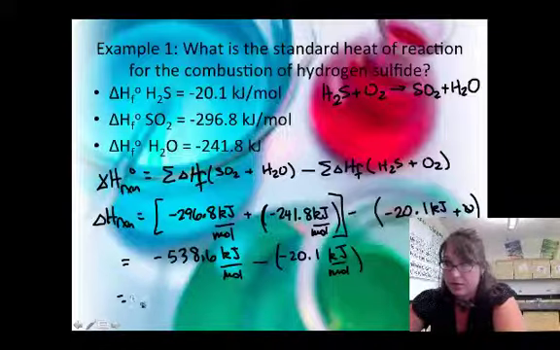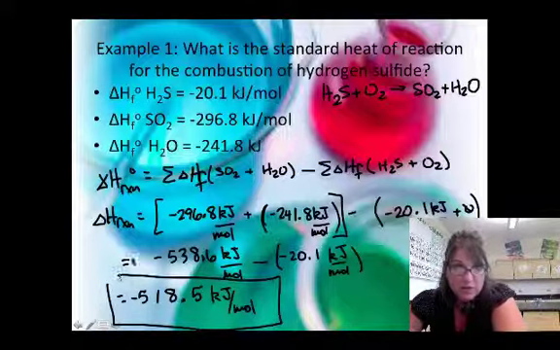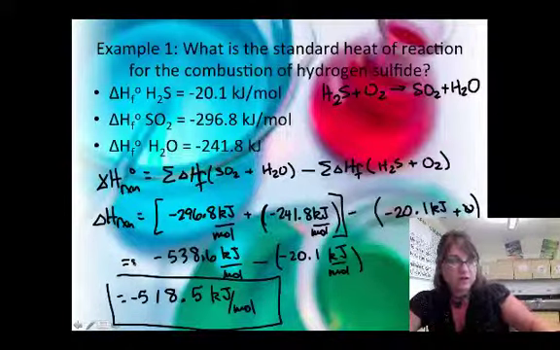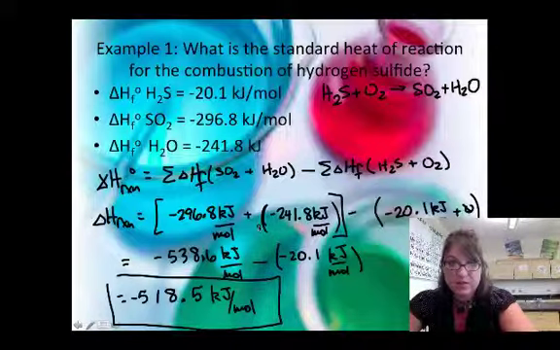And again, subtracting a negative means we're adding. Just had to think that one through. 518.5 kilojoules per mole, and that is negative, and that's the heat of our reaction. It makes sense that it should be exothermic, right? Because it's a combustion reaction. We should be releasing heat and light energy.